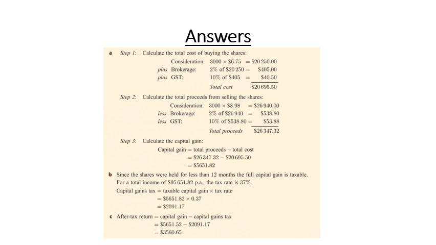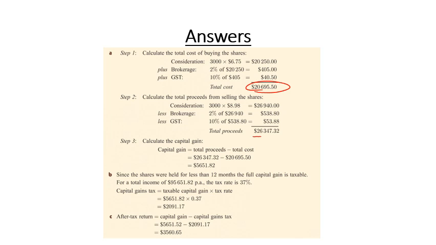Okay, so here are the answers. Basically, step 1, in part A, we had to look at the cost of buying the shares, which is exactly the same as what I went through in the example. All right, and we ended up with a total cost of $20,695.50.